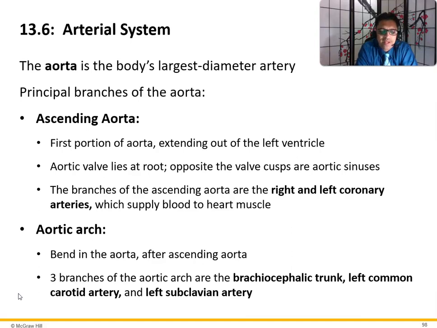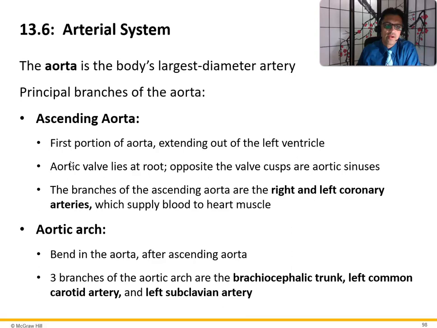Okie dokie. Now we're going to end with the arterial system and look at the major blood vessels in the body versus the veins, and then how cardiovascular training can help.